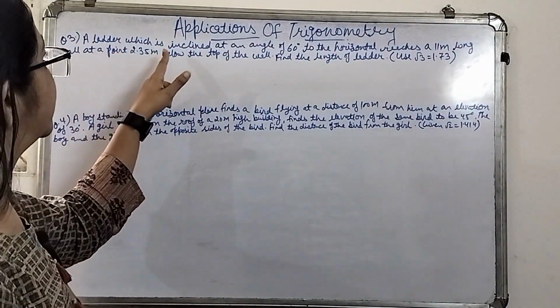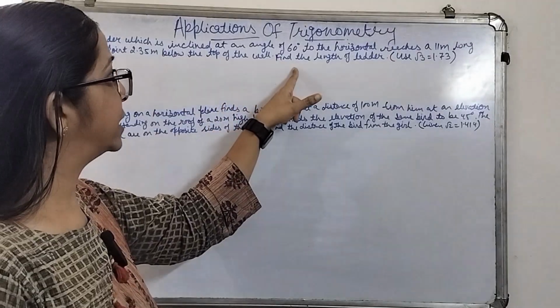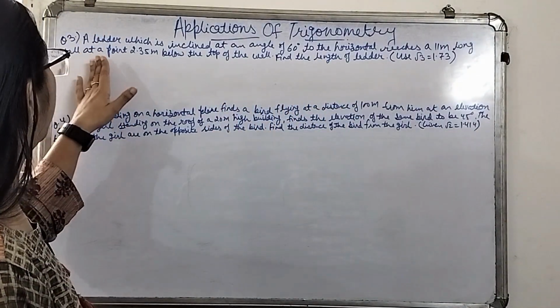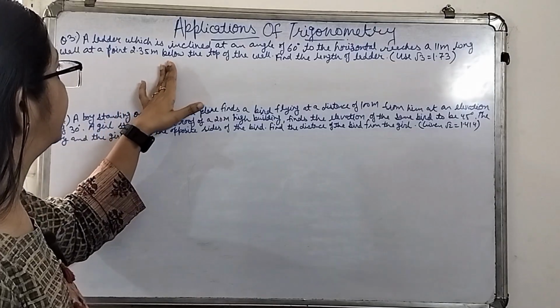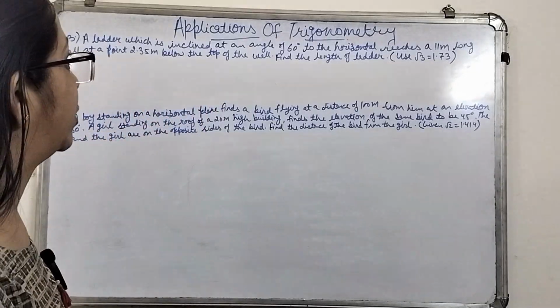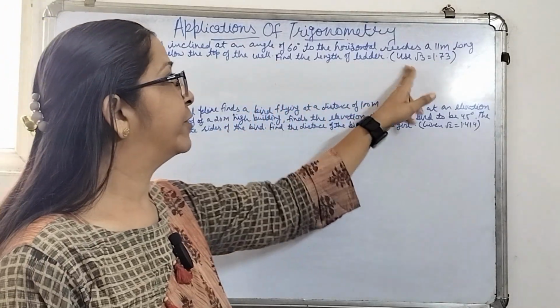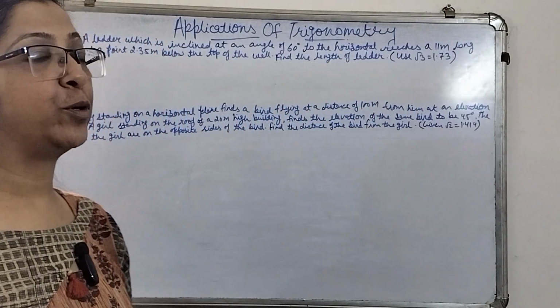A ladder which is inclined at an angle of 60 degrees to the horizontal reaches an 11 meter long wall at a point 2.35 meters below the top of the wall. Find the length of the ladder. We have to find the length of the ladder and we have to use root 3 as 1.73.